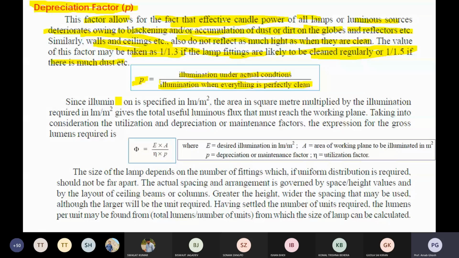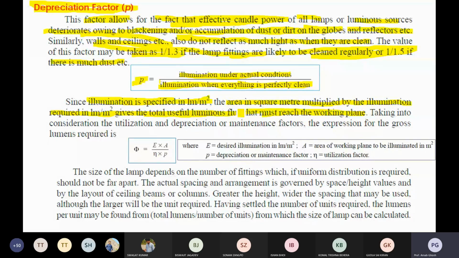Since the illumination is specified in lumen per meter square, the area in square meter multiplied by the illumination required in lumen per meter square gives the total useful luminous flux that must reach the working plane. Taking into consideration the utilization and the depreciation or maintenance factor, the expression of the gross lumens is, you will get the expression. So that is your flux, meaning how much flux you have obtained.